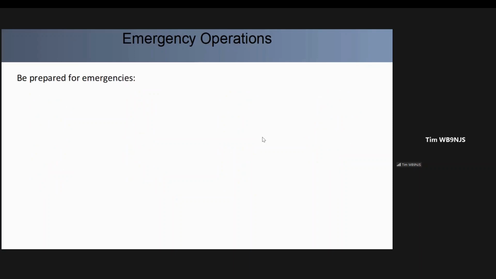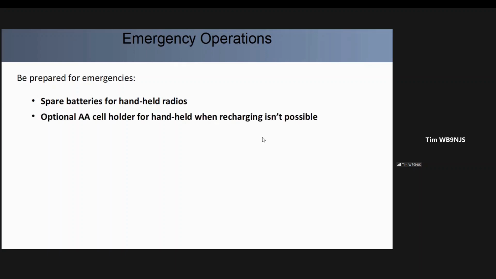Okay, so we never know when an emergency is going to strike. That's part of the nature of them. So it's best to be prepared for emergencies. And what are some of the ways you as a ham might do that? Have spare charged up batteries for your handheld radio. If your primary radio is a handheld handy-talkie, make sure you have spare batteries for them and that they are charged up so you can swap them out when you run one down.